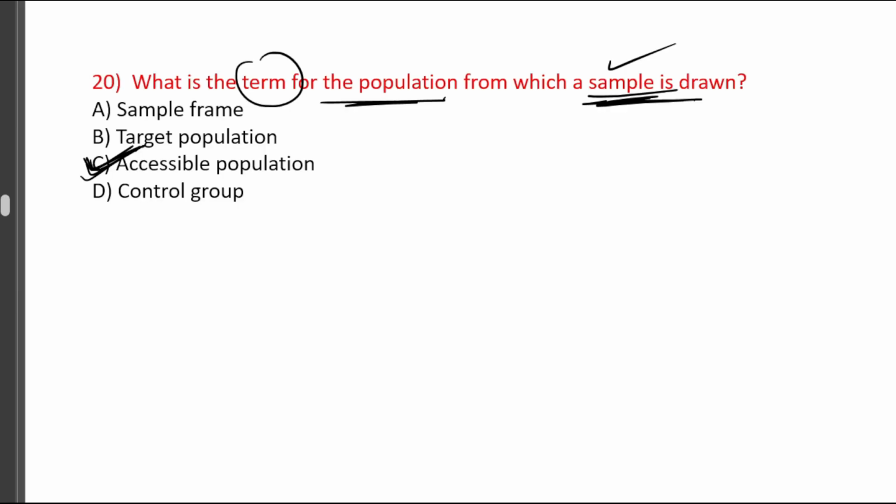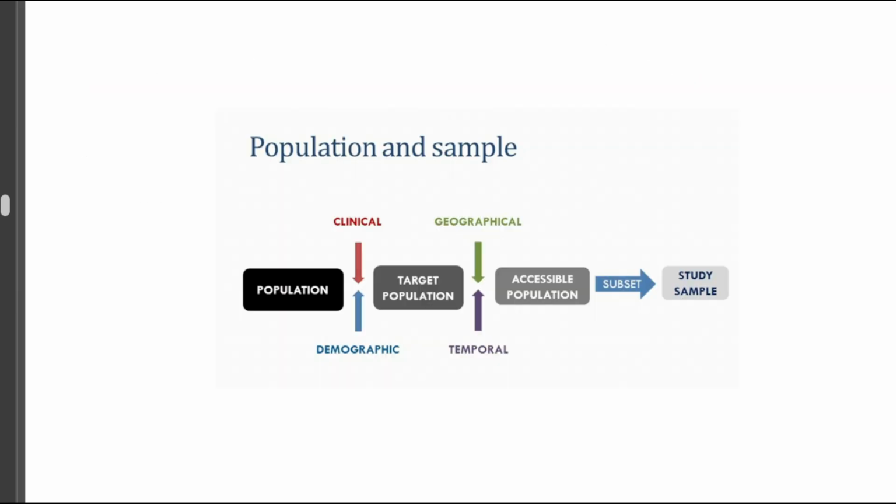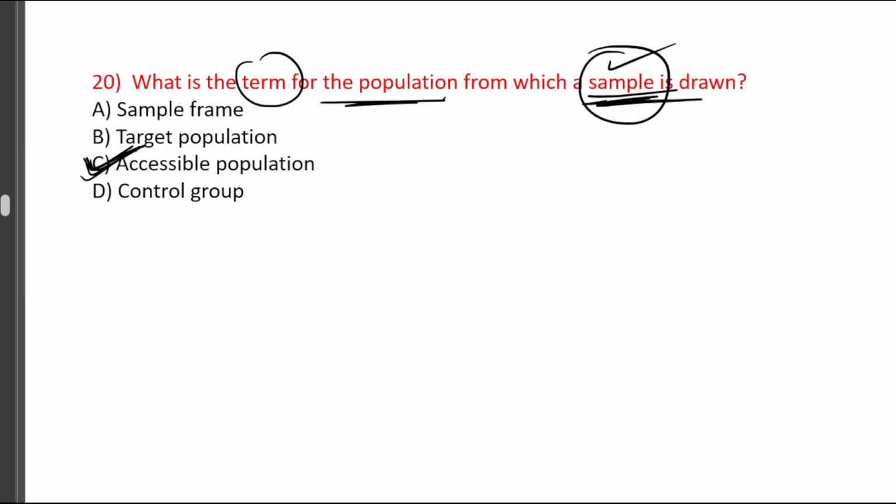See this chart below. The question was, what is the term for the population from which a sample is drawn? So you are drawing the sample. What came in between? There came a big population, then a target population, then accessible population. A subset is the sample, the study sample. So just before the study sample, you will have the accessible population. So the answer for this question was accessible population, not the target population, not the control group, and not the study sample frame. Please remember this answer.